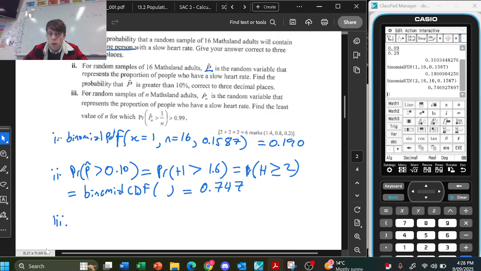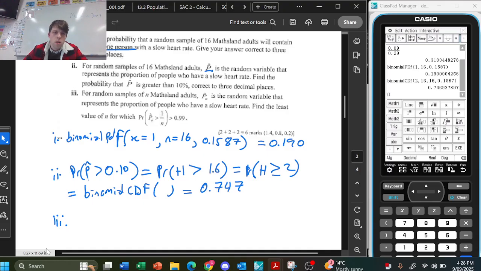For a random sample of n Mathsland adults, we're now told that p hat is the random variable that represents the proportion of people who have a slow heart rate. We need to find the value of n for which the probability of that sample proportion is greater than 1 over n. Okay, this is a tricky one to conceptualize.